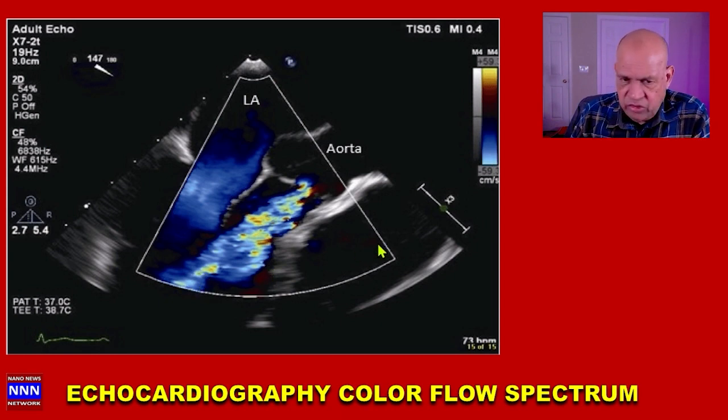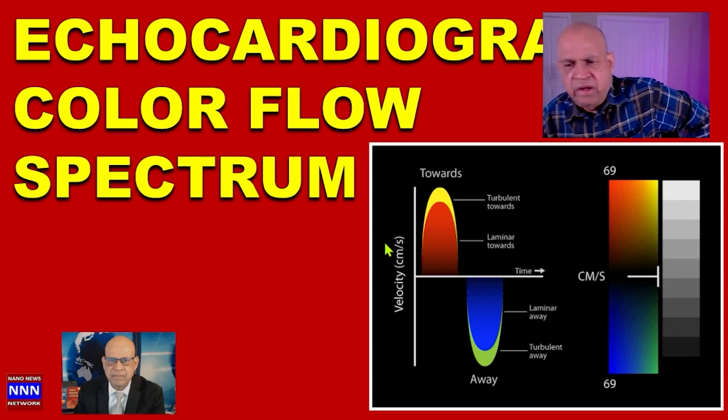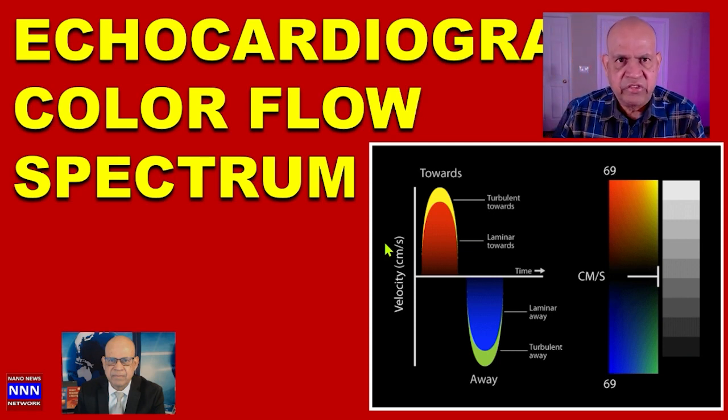cavity and apex. So ladies and gentlemen, you have been watching the echocardiographic color flow spectrum, how it relates to the velocity of the blood flow, how it relates to the turbulence of the blood flow across pathological valves, and how we can determine the degree of stenosis or narrowing or degree of regurgitation, the amount of regurgitation volume, and the regurgitant fraction, along with the structural changes that we can appreciate on the 2D echocardiography.